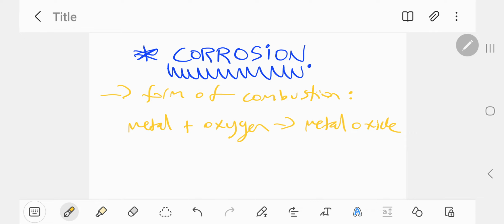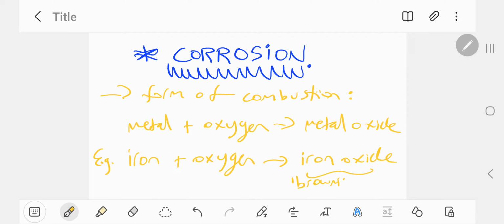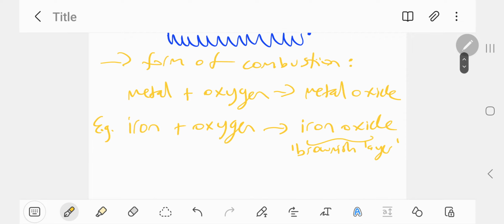The most common form of corrosion is the rusting of iron. So if you've got iron nails around the house or in the shed, in the garage, you'll see this sort of brown coating, and that's the result of the corrosion of iron. So when iron reacts with oxygen in the air, you get iron oxide. You get this brownish layer on the outside of the nail.